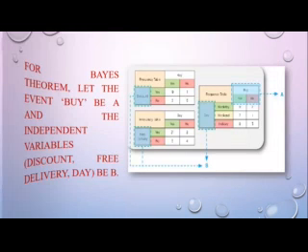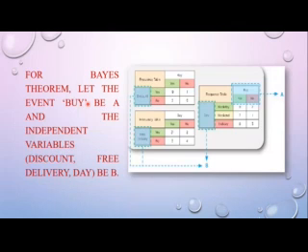Then go for a Bayes diagram. Let the event be A, and the independent variables like discount and free delivery be B. Remember, buy is the event A, and the remaining variables, discount and free delivery, are B. So let's assume we have generated the table based on the data with the highlighted points. Yes means what, no means what, and free delivery.